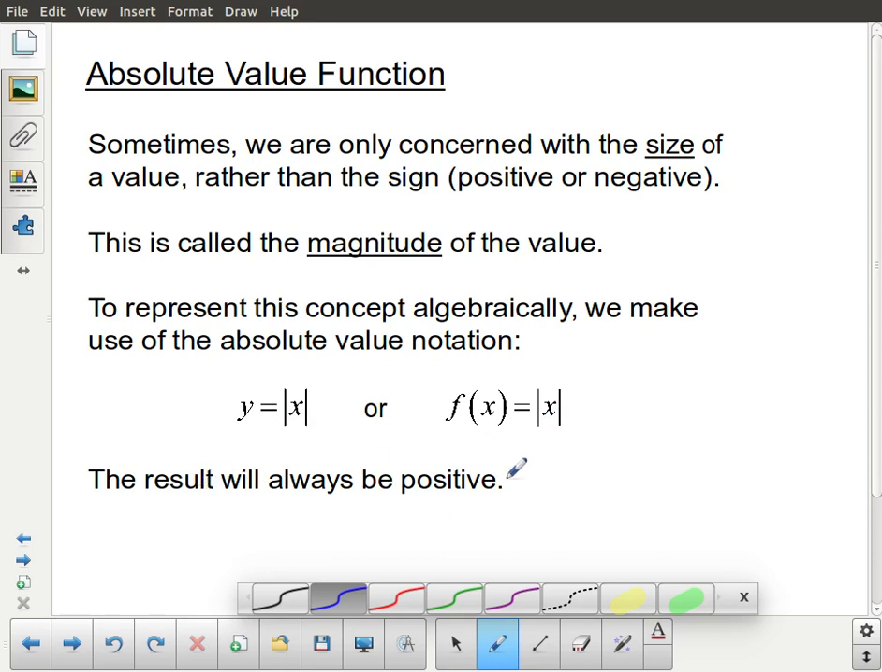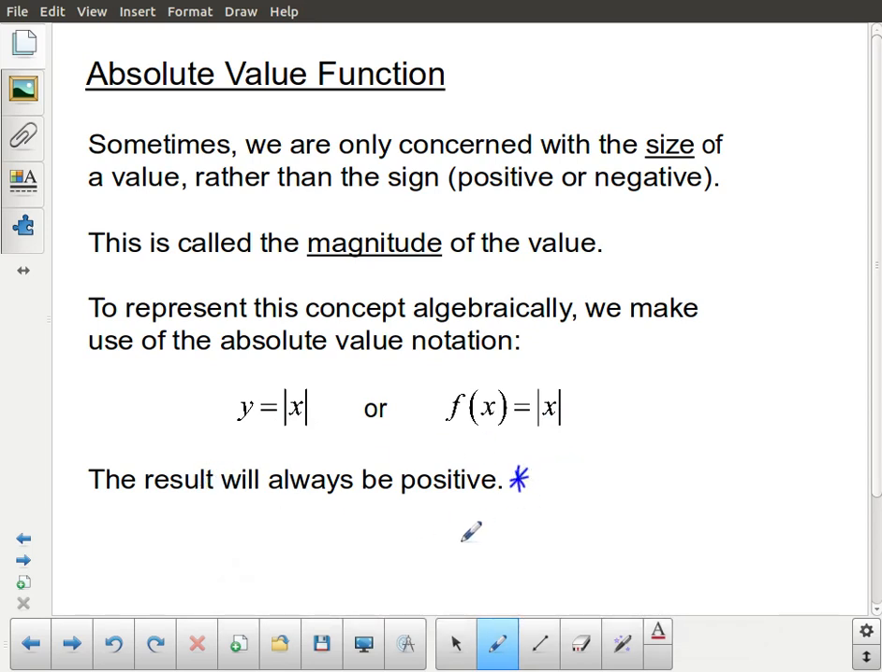Now I say the result will always be positive, but there is a caveat that goes along with that, which is once we get into more complicated versions of these, there are some manipulations that you may do to this. The absolute value function itself will always be positive, but we can create expressions that involve the absolute value function that could still have a negative result. And there's more to be seen on that later on.